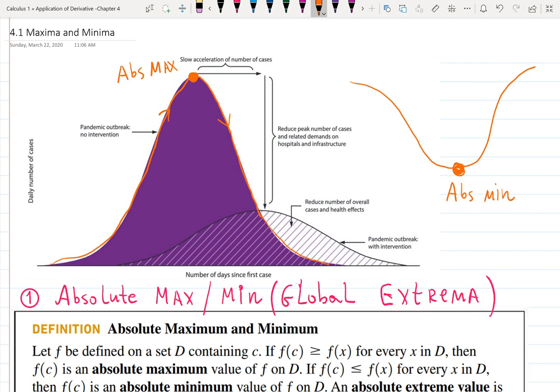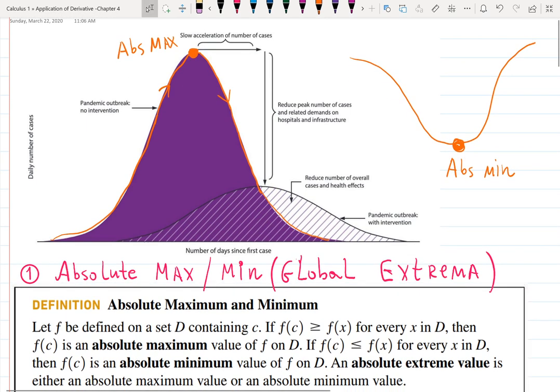So let's define it using mathematics. How do you know intuitively that this was the absolute maximum? Well, because this is the highest point on the graph, right? But mathematically speaking, I want to say that at this moment in time, because this is the number of days since the first case started, this is the point in time, let's call it C. And then what happens with f of C?